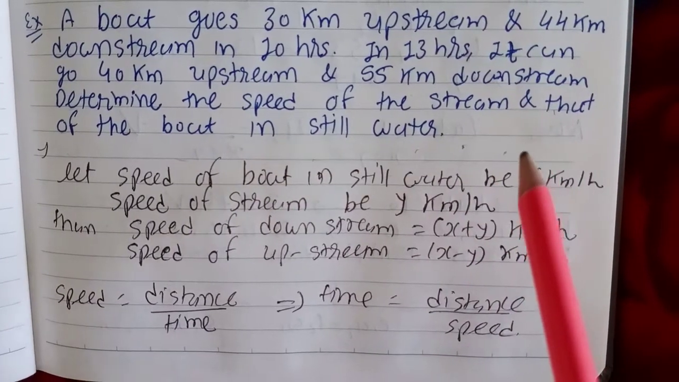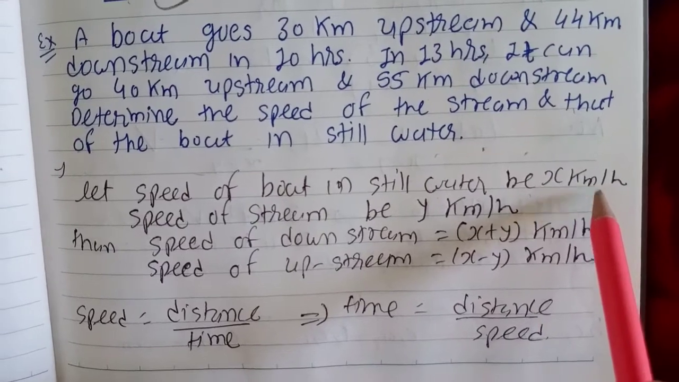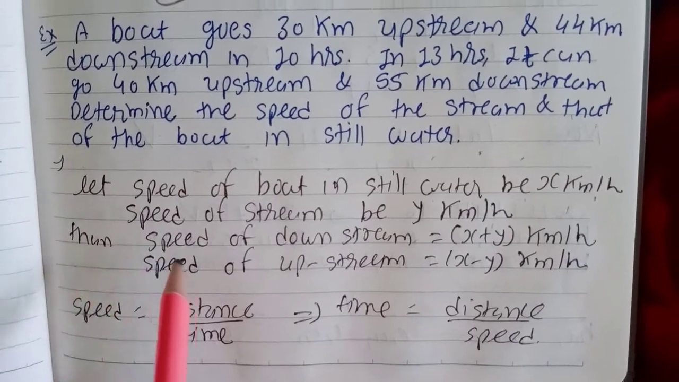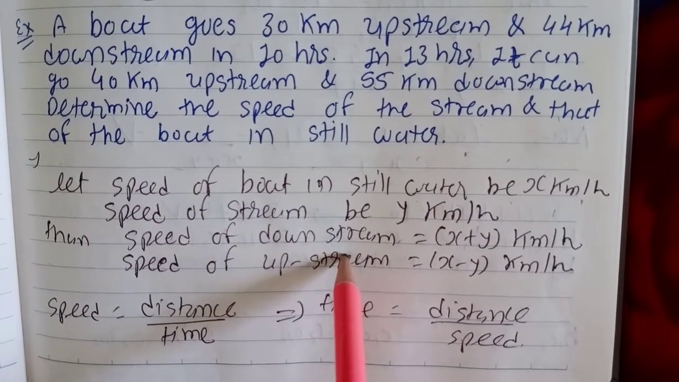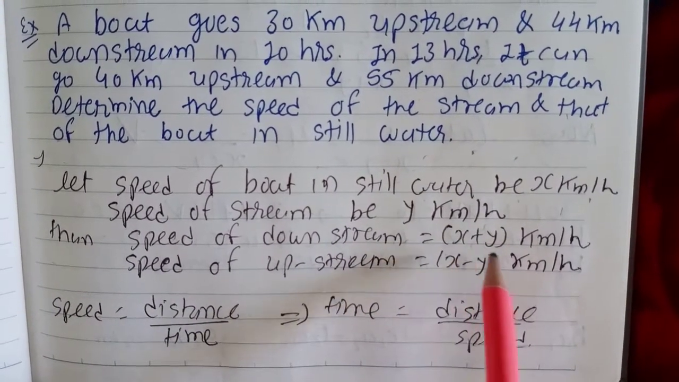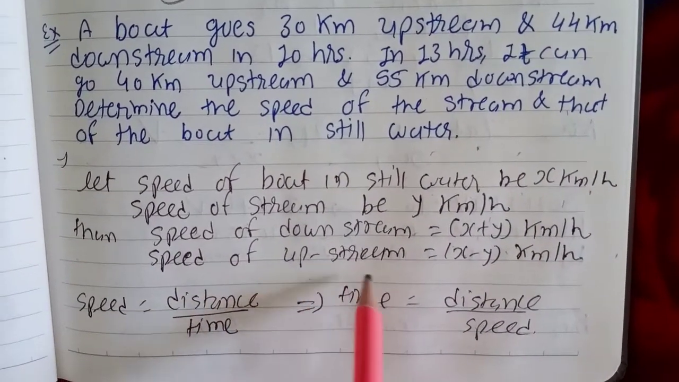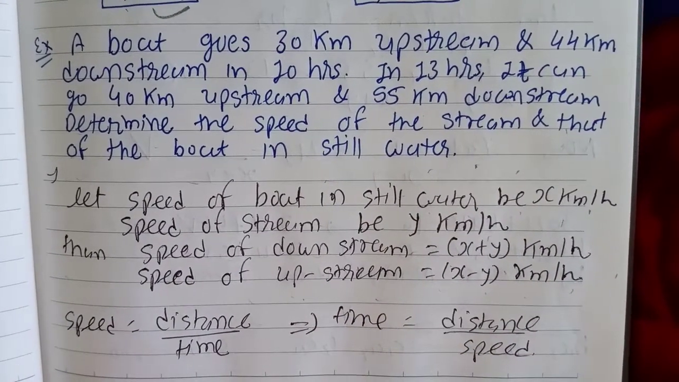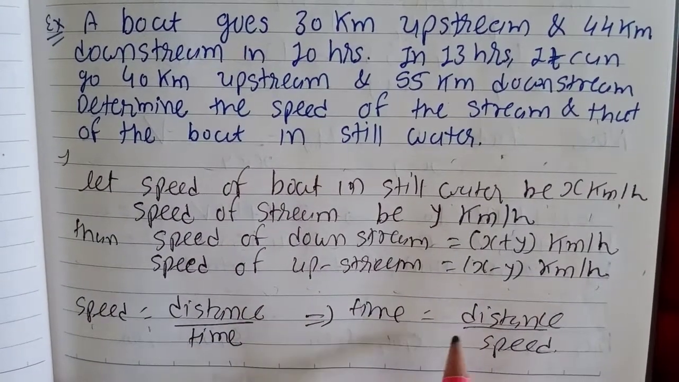So let us check. Let the speed of the boat in still water be x km per hour and the speed of the stream be y km per hour. Then the speed downstream: here the boat and stream are in the same direction, so the speeds are added. It is x plus y km per hour, and the speed upstream is equal to x minus y km per hour. Again, speed is equal to distance upon time, so time is equal to distance upon speed.